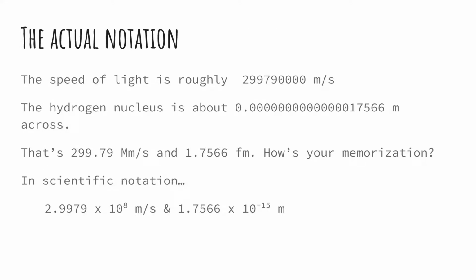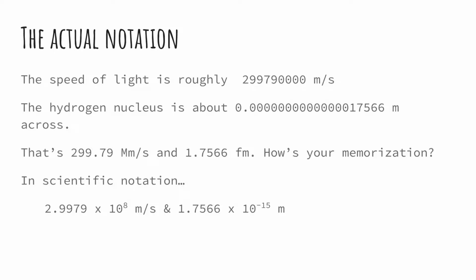So let's look at the notation itself. The speed of light is about 299,790,000 meters per second. A hydrogen nucleus, as I've said before, is about 1,756.6 quintillionths of a meter across, or 299.79 megameters per second, or 1.7566 femtometers. How's your memorization there, right? But in scientific notation, really straightforward.